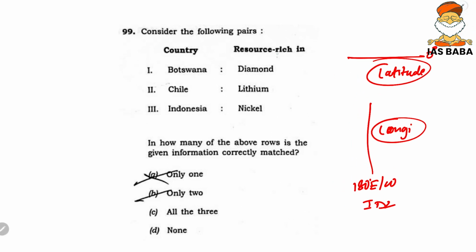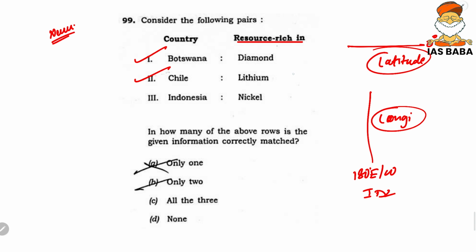Consider the following pairs: countries and the resource they are rich in. This is something which was there in the news also, because of the electric vehicles and all. So Botswana has the largest amount of diamond in the world. This is true. Then Chile is very well known for lithium.